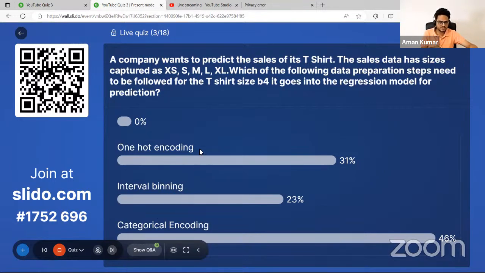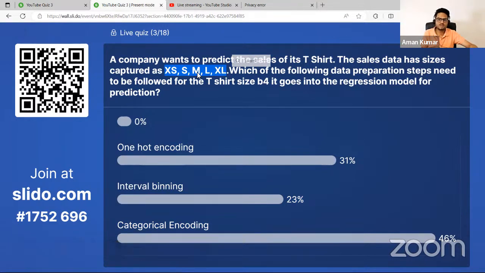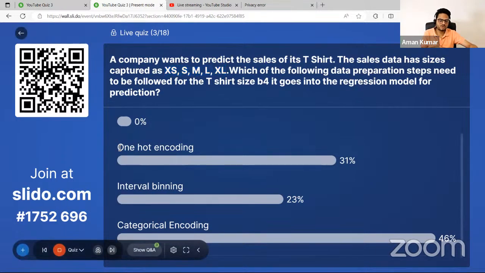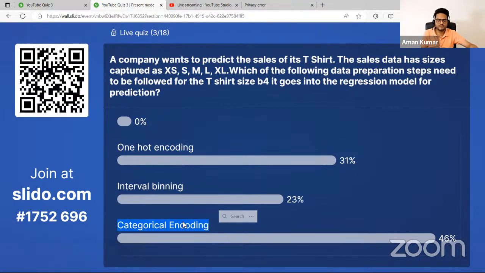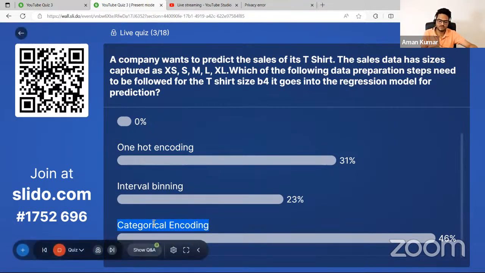You can confuse between one hot encoding and categorical encoding, but since this is an ordinal data scenario, okay, so XS, S, M, L, XL, right? XS is extra small, then S, then M, like that. So in this case, it's an ordinal categorical feature that we are dealing with, and one hot encoding is not a right fit for this scenario. So one hot encoding will not be there. Categorical encoding, you have two things. One is nominal, second is ordinal. So ordinal will work here, okay?